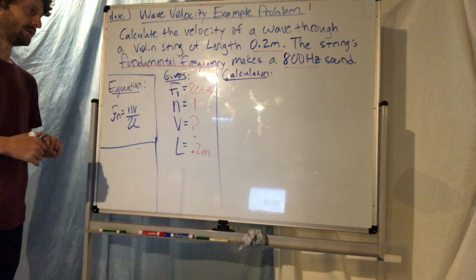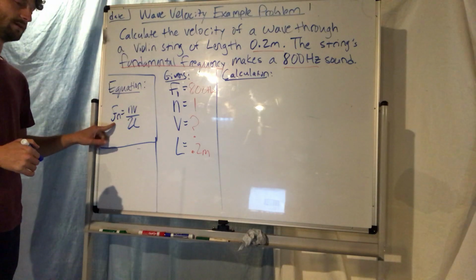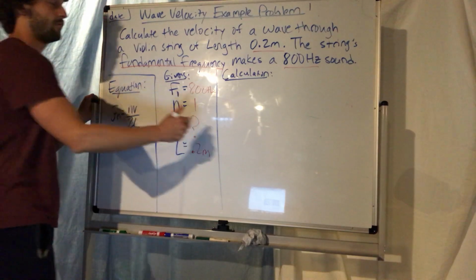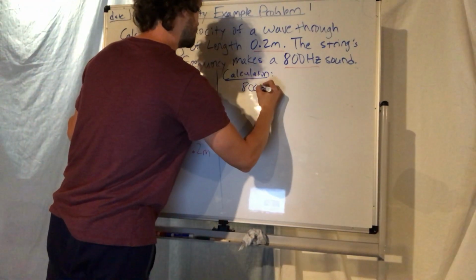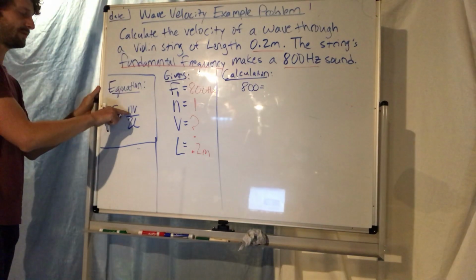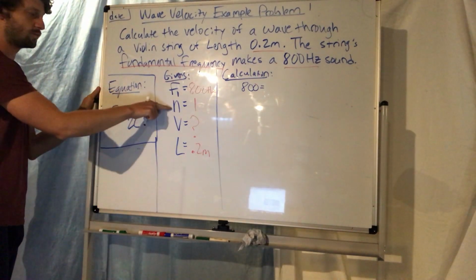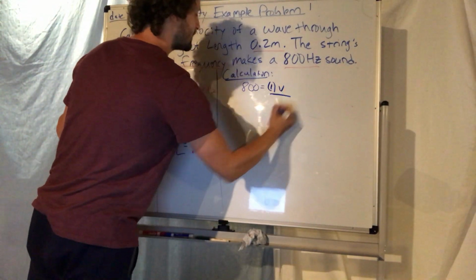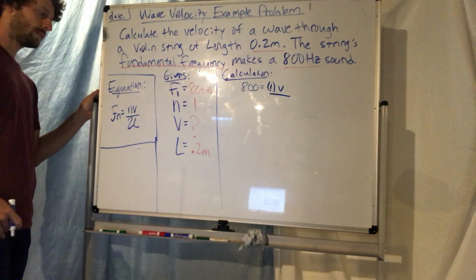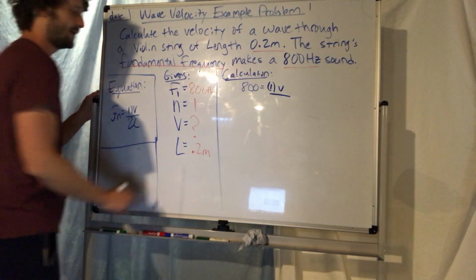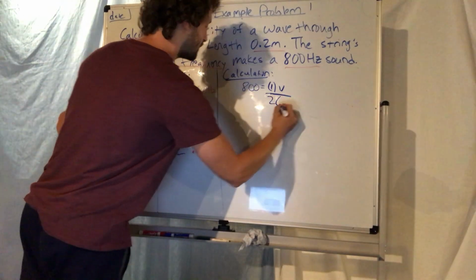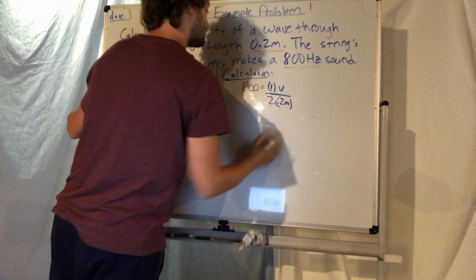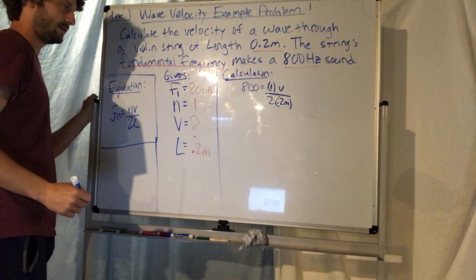I'm not going to rewrite the equation just due to space, but we're going to fill it in. So, where it says Fn, we can write F1. That's 800 equals, on the top of the fraction is n times v, so that's 1 times v. We're not going to fill in a number for the v, that's what we're trying to calculate. And on the bottom of the fraction, 2 times L. And L, from our list, is 0.2 meters. So then we're going to go ahead and calculate v.